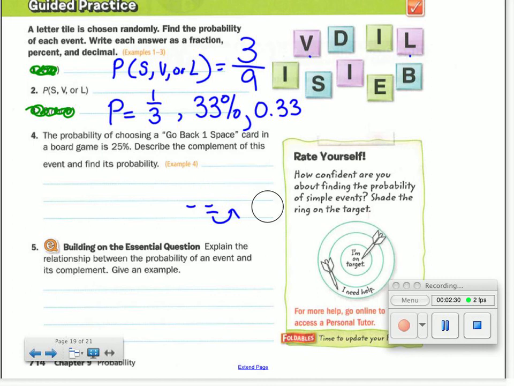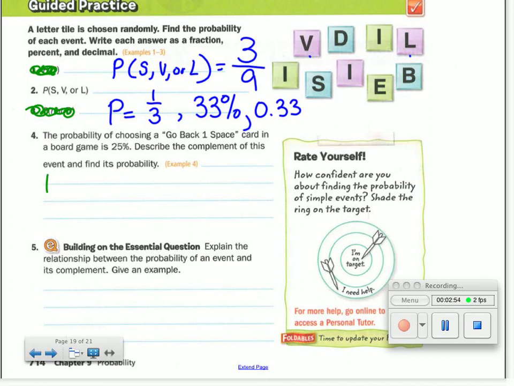The next one, which a lot of kids are having questions on, it says the probability of choosing a go back 1 space card in a board game is 25%. So you have a bunch of little cards. When you flip one over, you look at it. If it says go back 1 space, you have a 25% chance of picking one of those cards. Describe the complement of this event and find its probability.